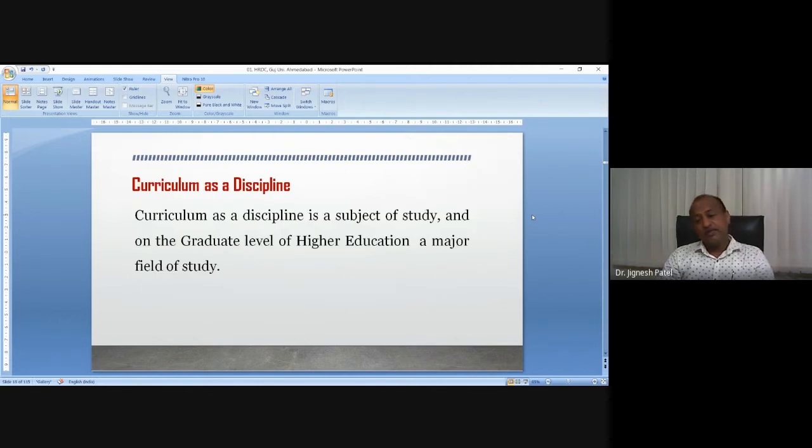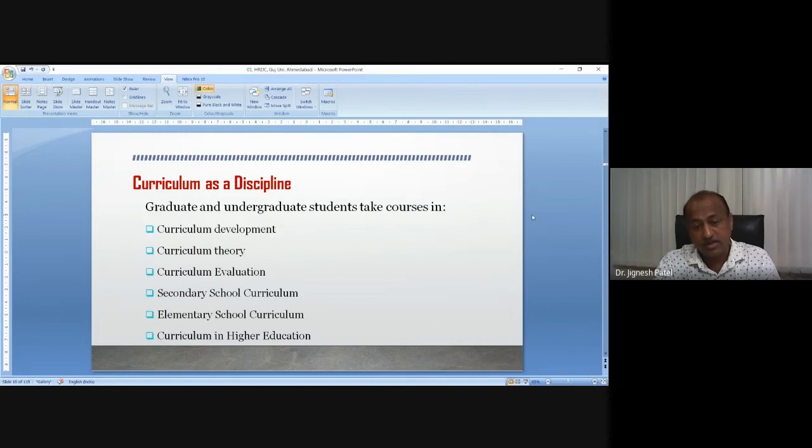Curriculum as a discipline is a subject of study at the graduate level of higher education, or a major field of study as well. So in a number of courses, just like Bachelor of Education, Bachelor of Arts in Education, Master of Arts in Education, then Master of Education, in this kind of courses, a number of papers or courses are there. Graduate and undergraduate students take courses in curriculum development, curriculum theory, curriculum evaluation, how the curriculum should be evaluated, even elementary and secondary school curriculum and curriculum in higher education.